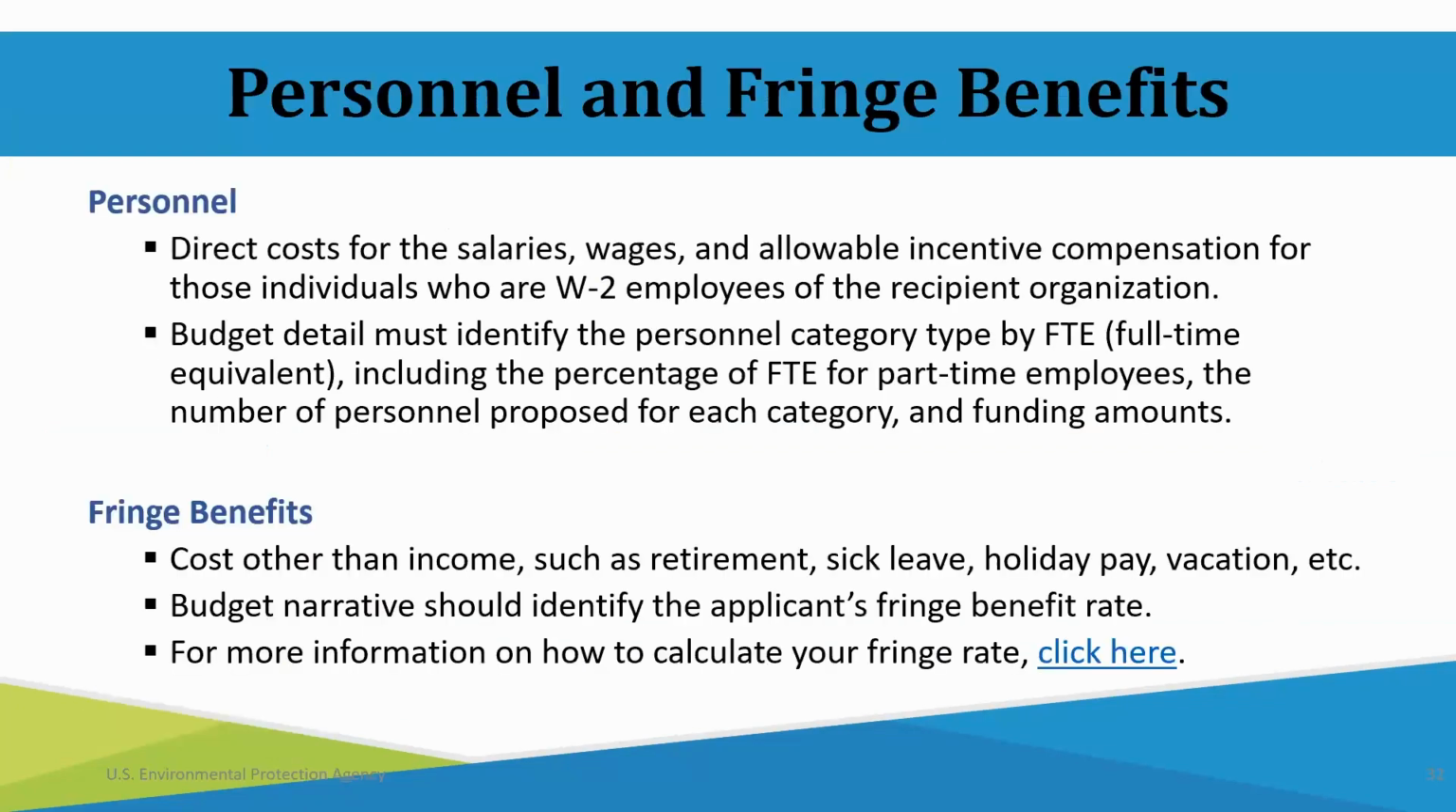We'll start with personnel and fringe. Personnel are the salaries of all W-2 employees who work on a project. If the person does not receive a W-2, their salary should not be categorized in personnel. It would be categorized elsewhere. The costs listed in personnel should match the staffing plan that is described in the work plan.